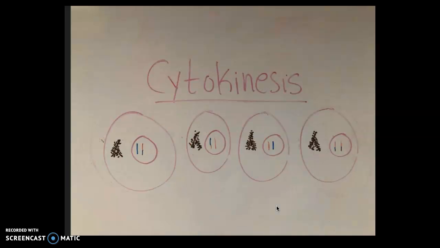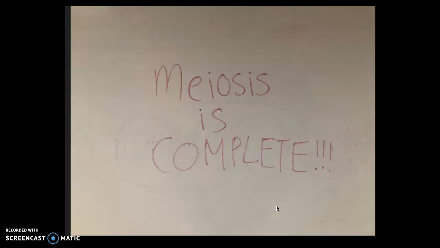In cytokinesis, the cells have completely split from each other after telophase 2, the nuclei form, and chromosomes begin decondensing. The meiotic division of one parent cell produces four daughter cells, each with a haploid set of unduplicated chromosomes. The four daughter cells are genetically distinct from one another and from the parent cell. And there you have it, meiosis is complete.